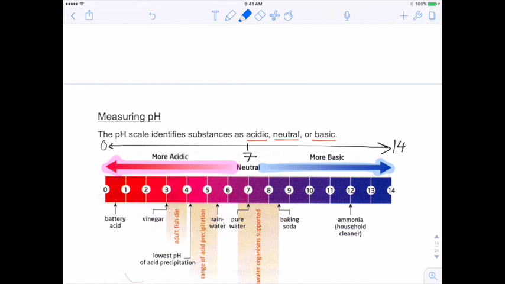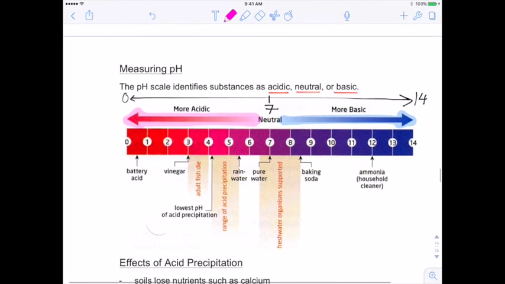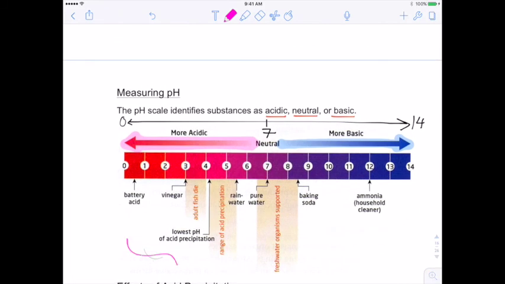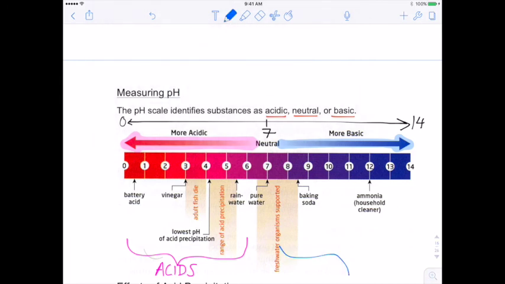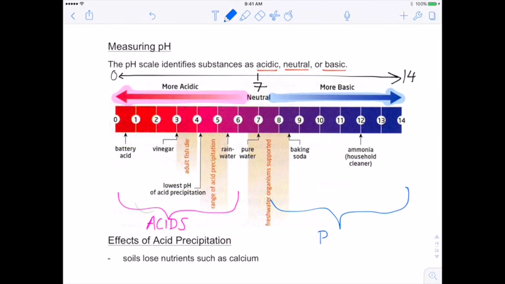So we have listed a few substances that are acidic. These substances are battery acid, vinegar, rainwater. These are all examples of acids. If anything has a pH from 7 to 14, we call these substances bases. Acids are acidic and bases are basic. So what are some examples of bases?